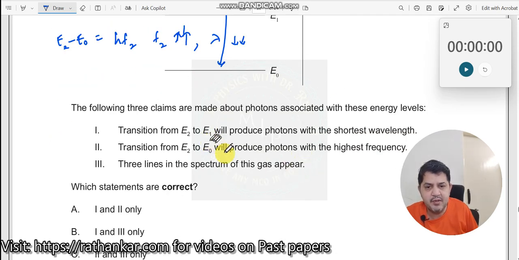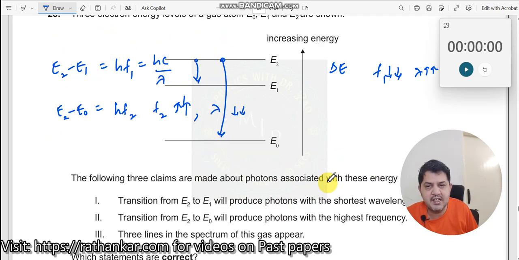Transition from E2 to E1 will produce photons with shortest wavelength. Does it produce shortest wavelength? No, it produces longest wavelength. So this is incorrect. Then, transition from E2 to E0 will produce photons with the highest frequency. Definitely, the energy difference is the largest one here amongst all of them, so it produces highest frequency. This is also correct. And then what do we have?